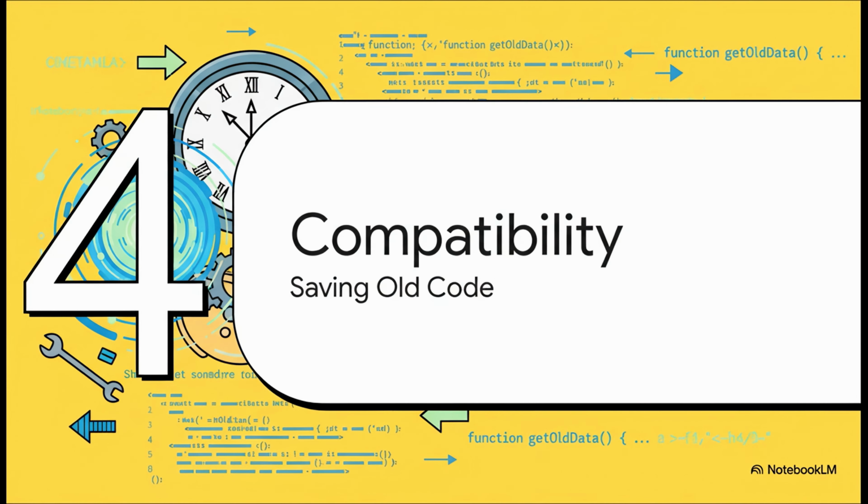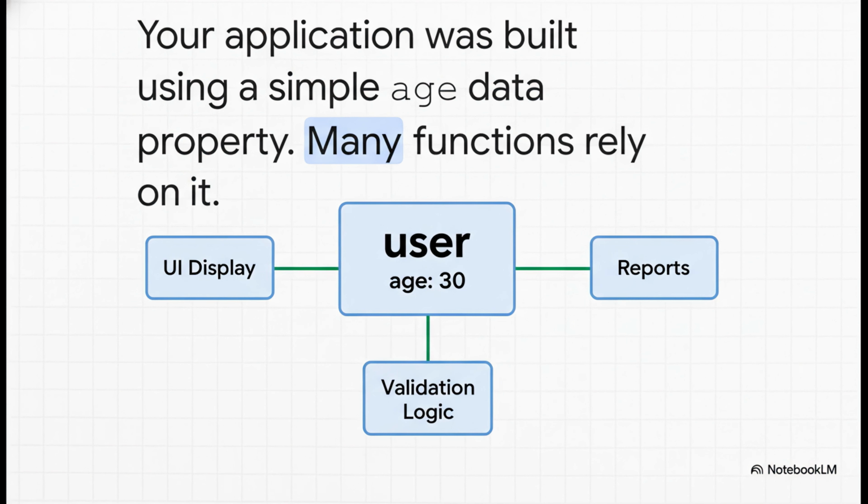Alright, let's move on to our next big use case, which is, honestly, brilliant for keeping code alive over time. Getters can literally act like a time machine, giving you backward compatibility even after you make major changes. So imagine this. For months, maybe years, your application has been running on a user object that has a simple age property. All your functions, all your components, they all rely on being able to read user.age.